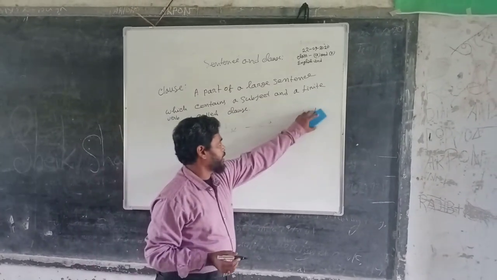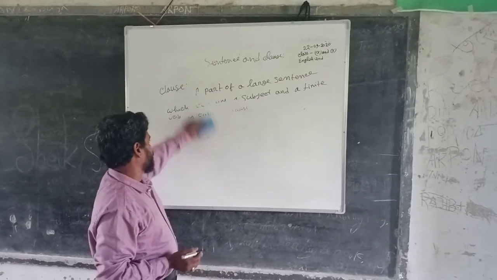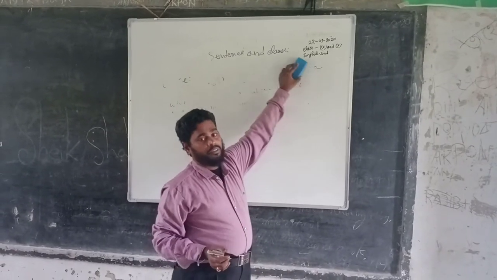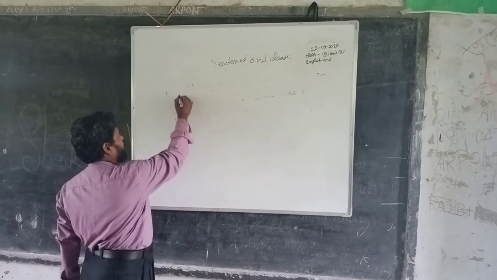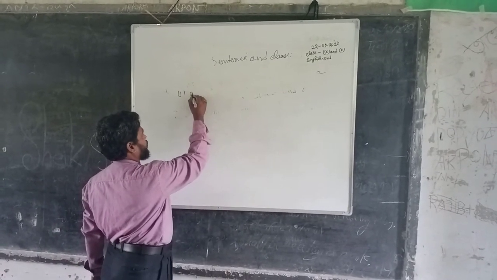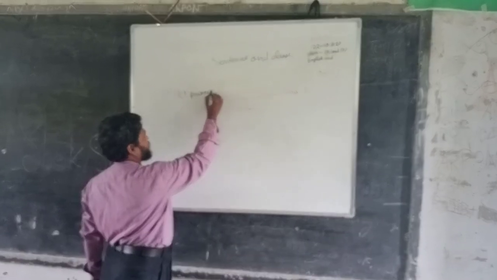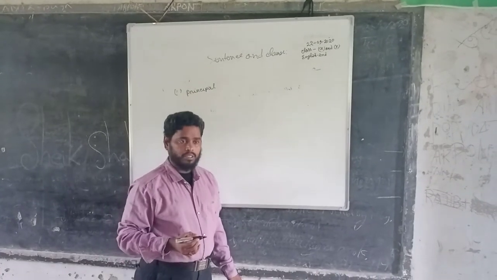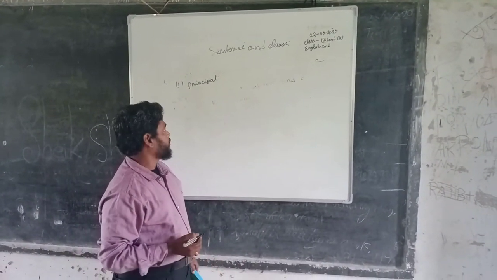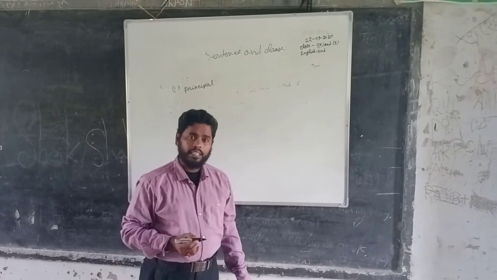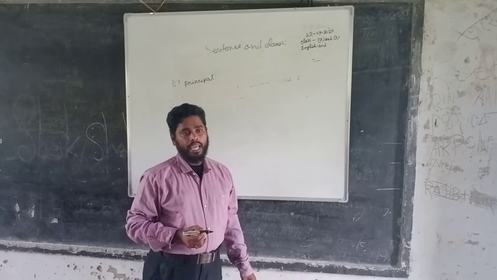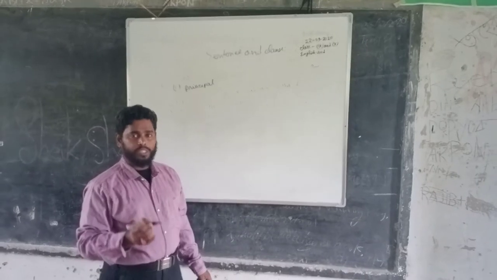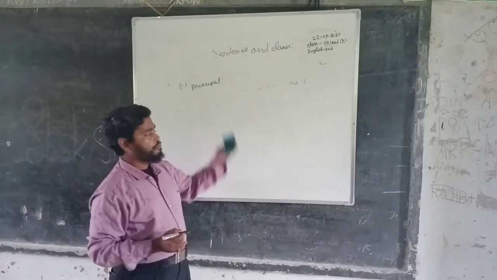Now I am going to discuss the classification of clauses. How many kinds of clauses are there? There are three kinds of clauses. One is the principal clause. What is a principal clause? The clause which has a subject and a finite verb and expresses full meaning, without needing the help of others, is a principal clause.